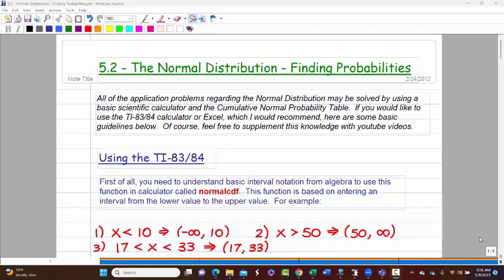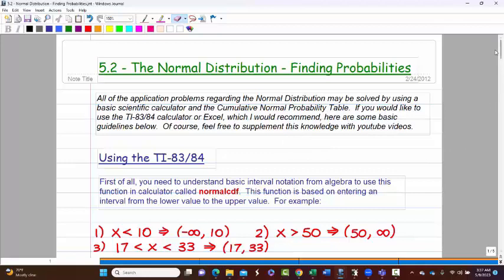Hello, this lecture is on section 5.2 from the Larson book, Normal Distribution, Finding Probabilities. Now I mentioned up here that you can use a basic scientific calculator and the probability table, but the way I've been presenting the lectures, it's more technology based now than it used to be. So looking at the calculator or Excel, which I would recommend.